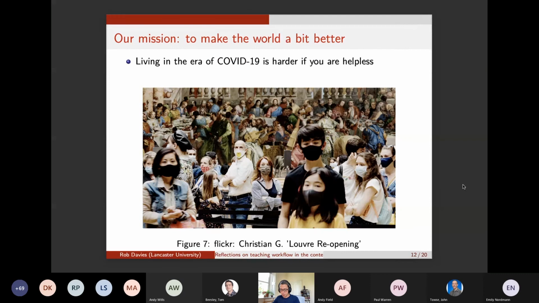So the pitch, what you could call the sales pitch for the students, so why we're going to do this, was that this is teaching I was doing in February, March of this year. Living in lockdown is pretty miserable, and it's even worse if we're feeling helpless about it. But perhaps we can do something to make a difference.